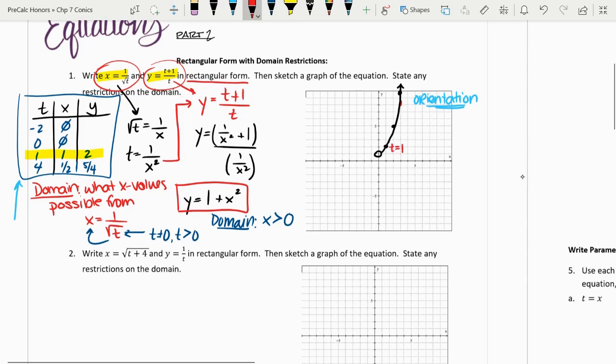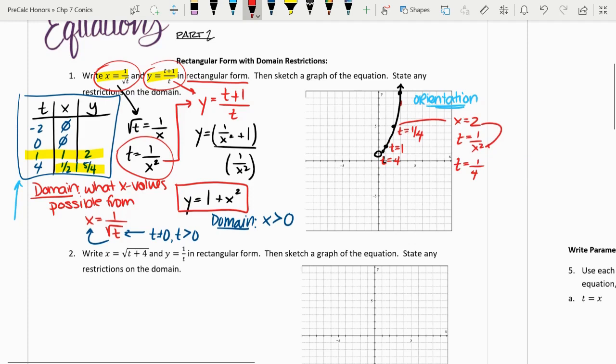T was equal to 1. Now, when t was 4, my point was 1/2, 5/4. So 1/2, 5/4 would have been right around here somewhere. I'm going to squeeze that in. T equals 4. If I wanted to get this point up here when x is equal to 2, we could use this equation to help us figure out what t was there. So t would have been 1/4.